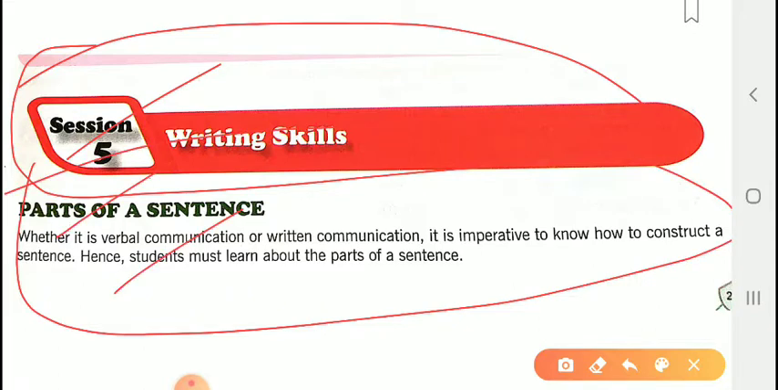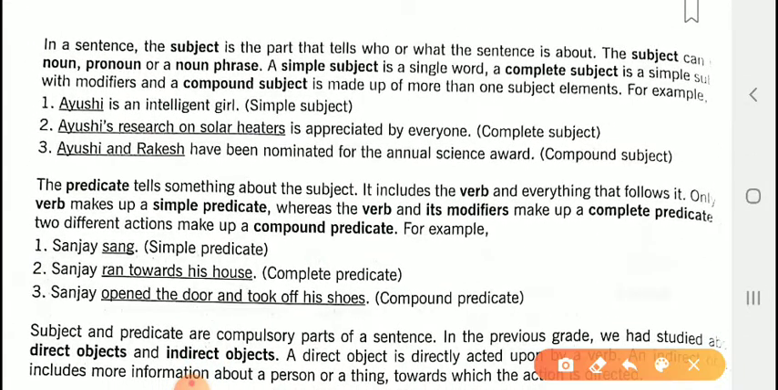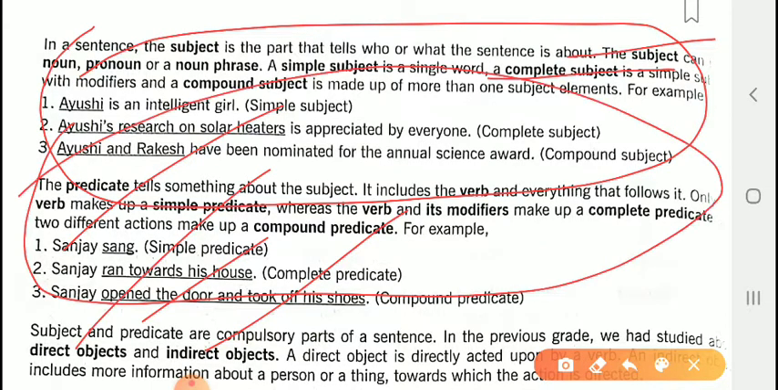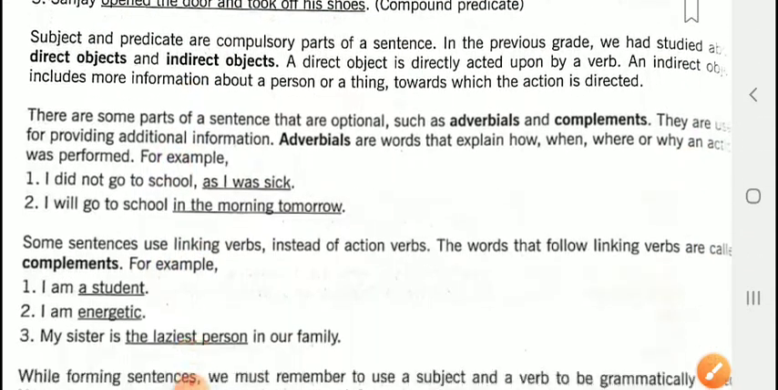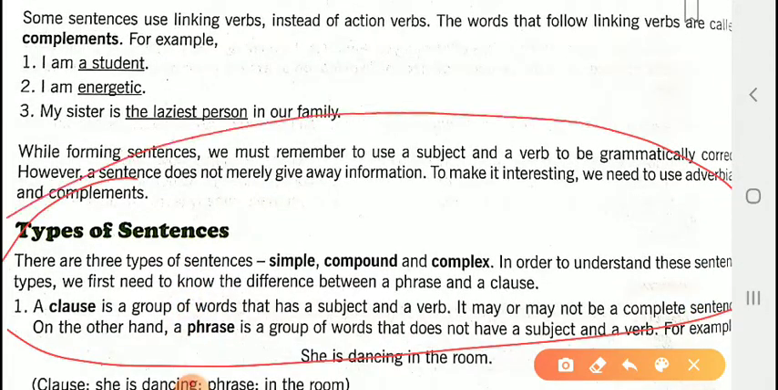What are the parts of sentences? We have to understand how many parts of sentences there are. Okay, given here. That is the grammar portion. As you have discussed grammar in previous classes, you have to understand this very quickly. What is a verb, what is a predicate, what are parts of speech, like that you have to understand. Then how many types of sentences: simple, compound, complex, these are the types of sentences.